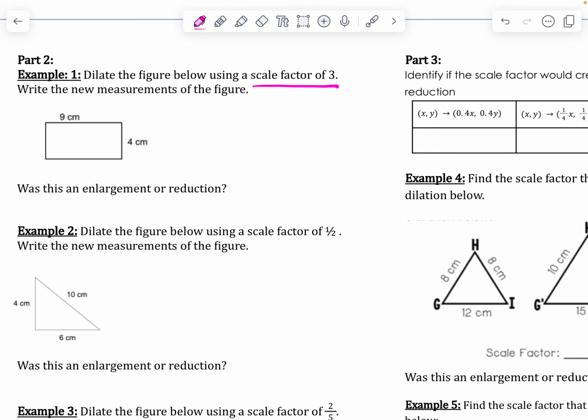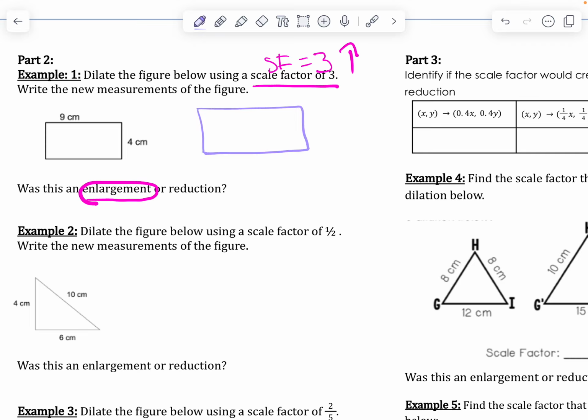Before I do that, I'm going to write down scale factor equals 3. And then I'm going to jump down here where it says, is it going to be an enlargement or reduction? So is the scale factor larger than 1 or smaller than 1? 3 is larger than 1, so that means it's going to be an enlargement. I'm going to go ahead and circle that. That means my picture is going to get larger than the original, so I'm going to draw a larger rectangle.